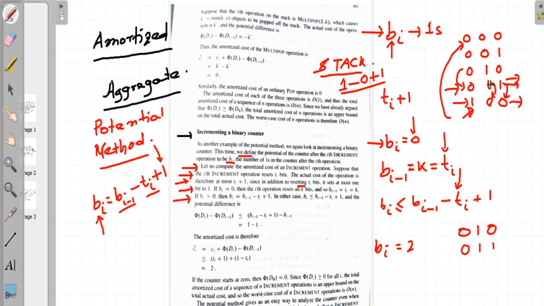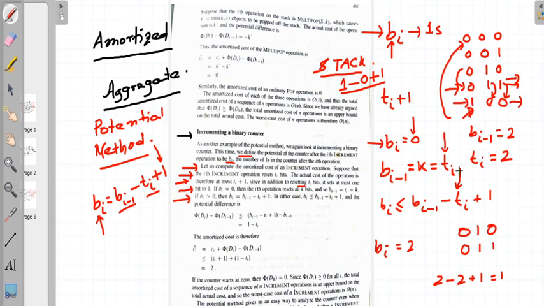But in this case 0 1 1, what is happening? Let me check. So we had b_{i-1}, that was 2. Okay. So in this case, and then what is this t_i? How many bits are we resetting? 2. Okay. And then plus 1 will be there. Okay. So 2 minus 2 plus 1. So that is equal to 1. So we can say that is again equal.